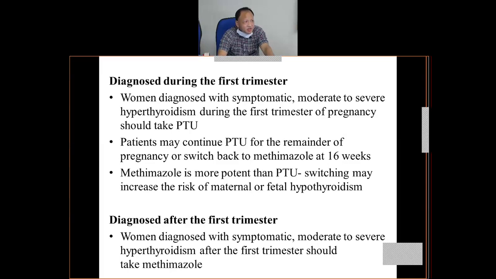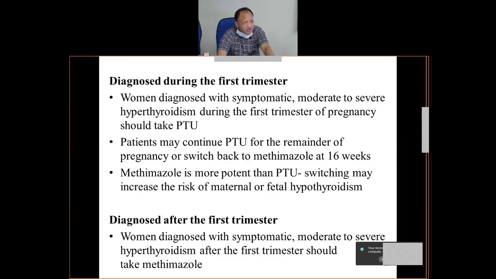Women diagnosed with symptomatic moderate to severe hyperthyroidism during the first trimester of pregnancy should take PTU. The patient may continue PTU for the remainder of the pregnancy or switch back to methimazole. Methimazole is more potent than PTU. That is the point I want to tell you. When switching from PTU to methimazole, you have to give a lower dose, as there may be an increased risk of maternal or fetal hypothyroidism.